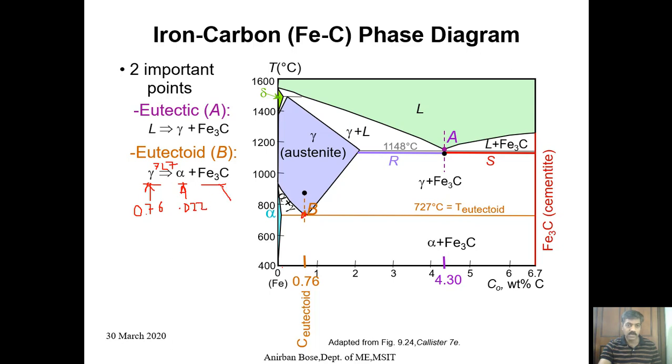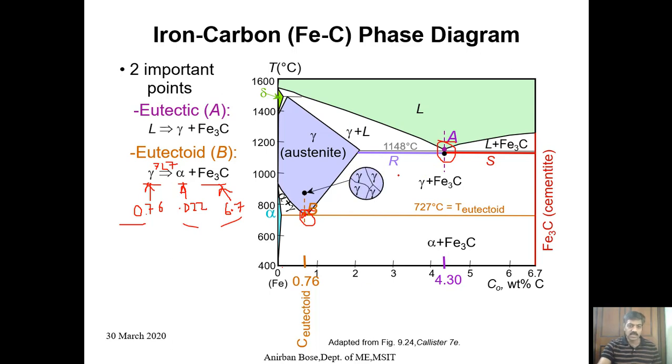What is the composition of Fe3C? 6.7. Okay, so these are the things that you have to remember. These are the most important reactions. For steel, this is the most important. In fact, for mechanical engineers, truly speaking, this part, the steel portion, is the most important. So the eutectoid reaction is the most important one. And cast iron is also a very important material, and for that the eutectic reaction is also very important.